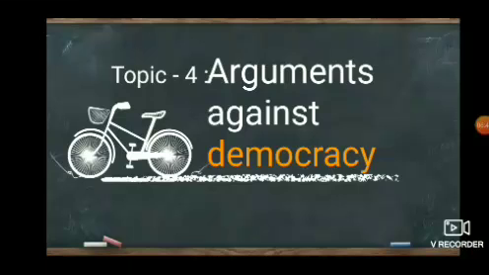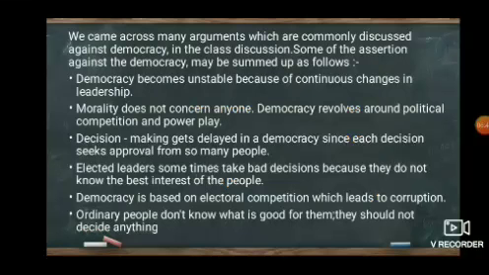Next, topic 4, arguments against democracy. We came across many arguments which are commonly discussed against democracy in class and discussion. Some of the assertions against democracy may be summed up as follows. Democracy becomes unstable because of continuous changes in leadership. In a democracy, elections are held every 5 years and leaders are changed, so some people don't like it.